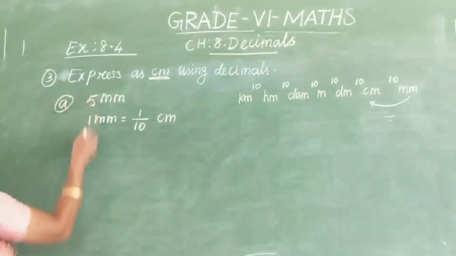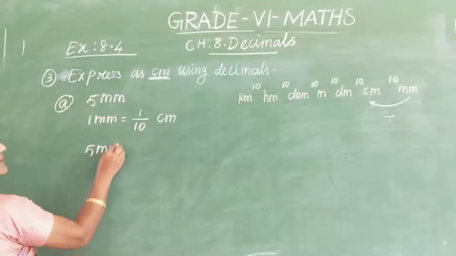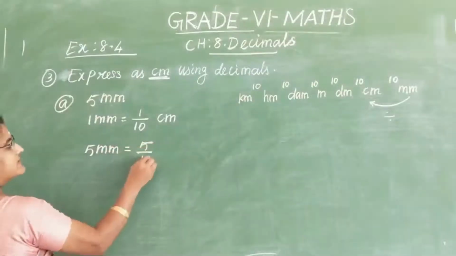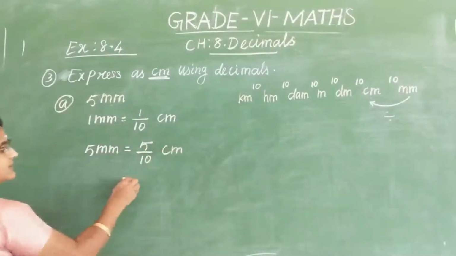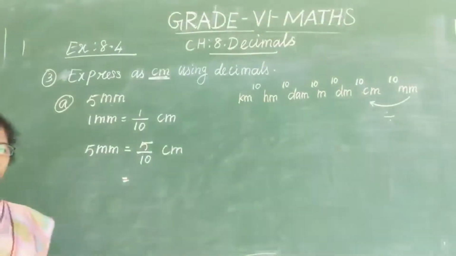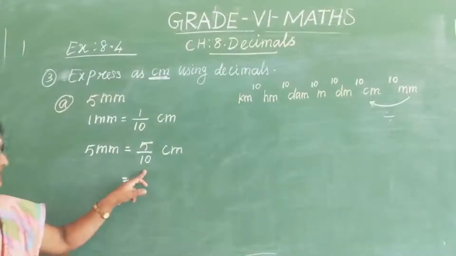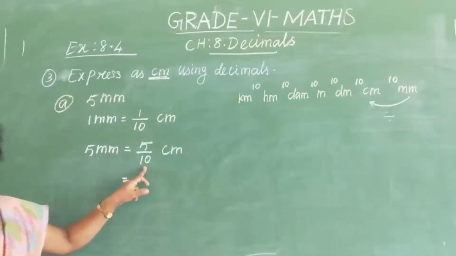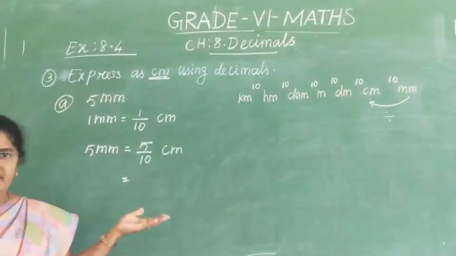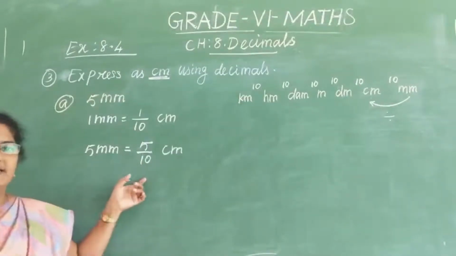Okay. Now 5 millimeter equals 5 by 10 centimeter. Now convert this. When you write it this way, this is called a decimal fraction. That means the denominator is 10 or 100 or 1000 or 10,000. If it is, then such fractions are called decimal fractions.